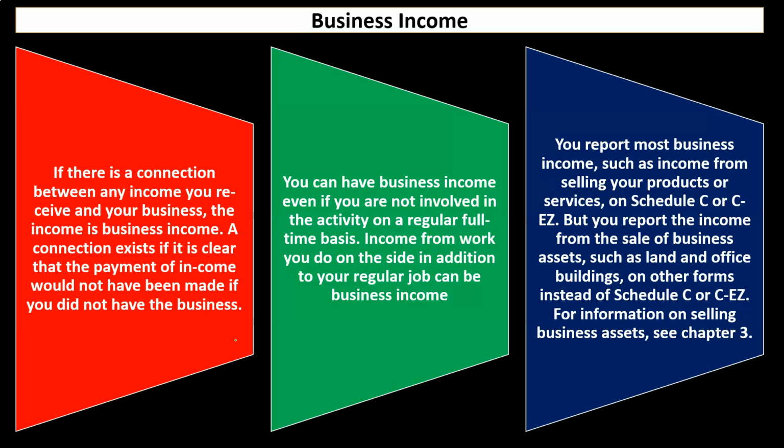You report most business income, such as income from selling your products or services, on Schedule C or C-EZ, but you report the income from the sale of business assets, such as land and office buildings, on other forms instead of Schedule C or C-EZ. For information on selling business assets, you can see Chapter 3.